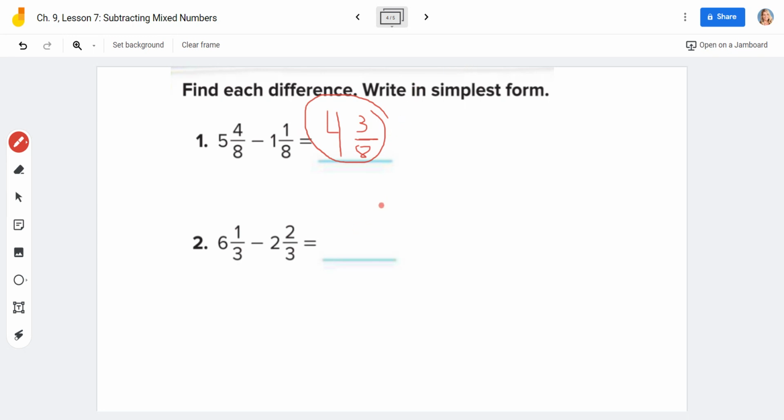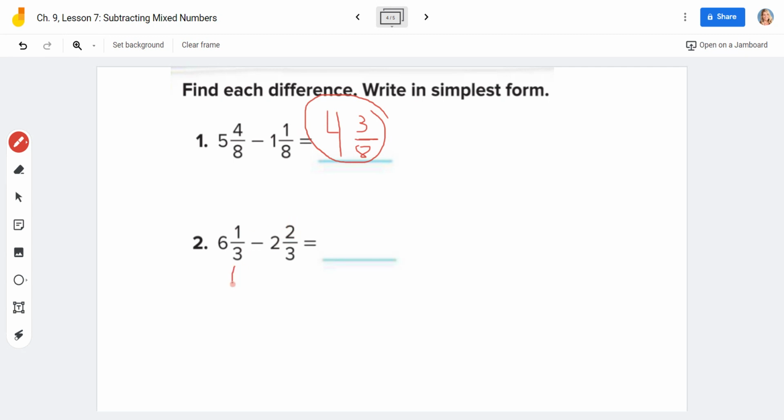All right, let's move to this next one. 6 and 1/3 minus 2 and 2/3. So make sure your largest whole number comes first, and it does. Now let's check our numerators. Does my largest numerator come first? Here it doesn't. My largest numerator's back here in the subtrahend.